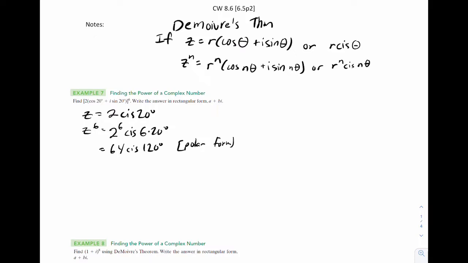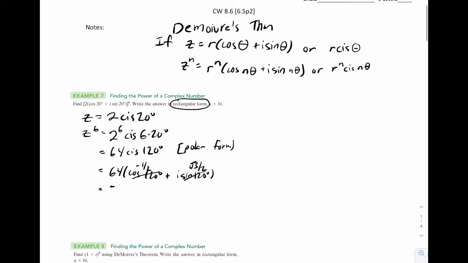But notice how it wanted the answer in rectangular form. To do that, just do what we learned last class and multiply it out: 64 cosine 120 plus i sine 120. You can do this part in your head if you're comfortable, because we know cosine 120 is negative 1/2 and sine 120 is root 3 over 2. So that becomes negative 32 plus 32 root 3 i. And there's our first example.